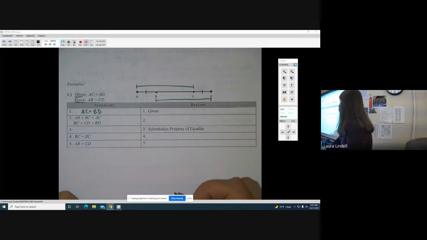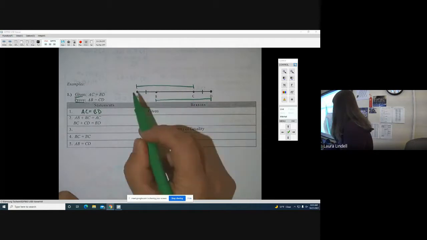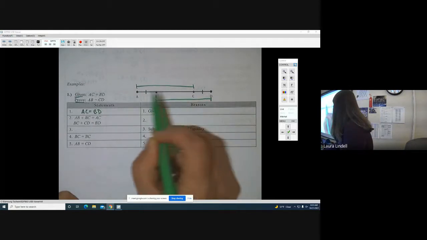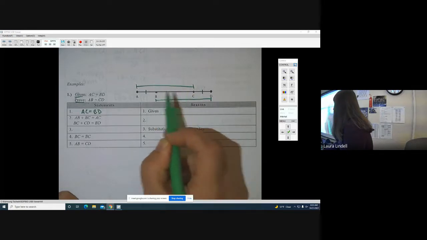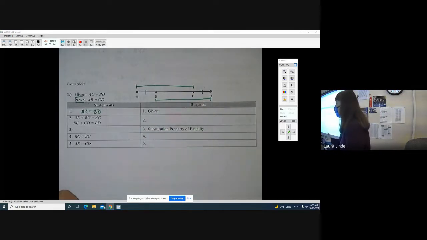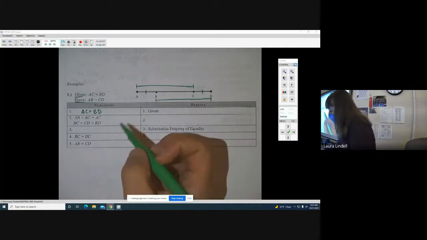Okay, so now we have our diagram labeled. And if we think about it, it kind of makes sense, right? Because if this part is the same length as this part, and they share this middle section, it makes sense that the two ends would have to be equal as well. So now we just have to show that. Okay, so here we go.